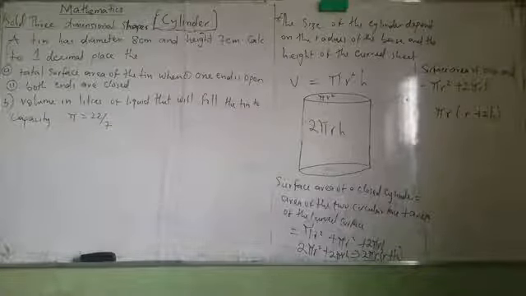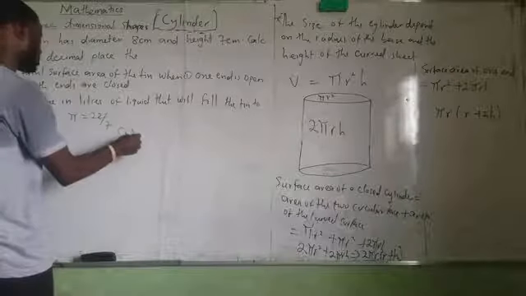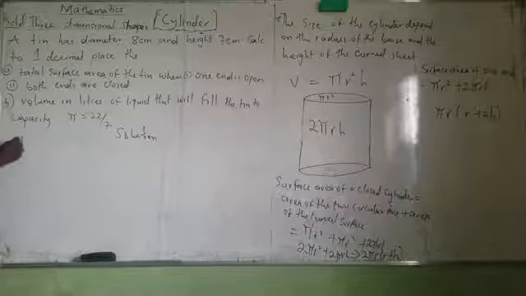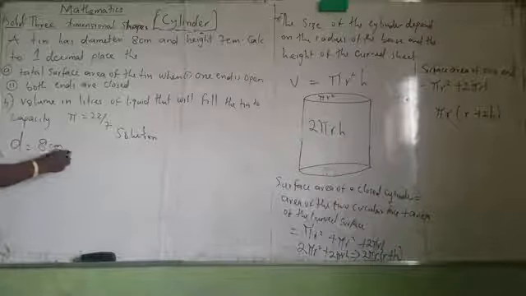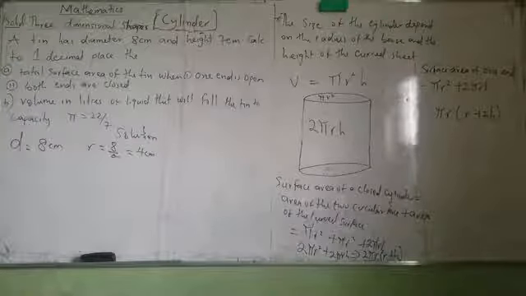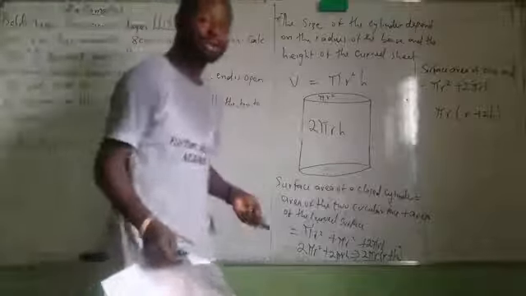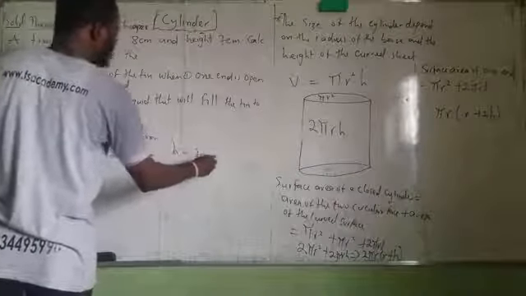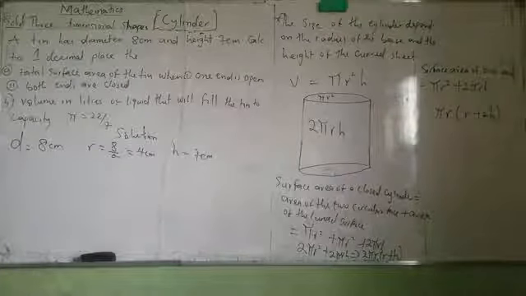Now, I want to solve this problem. Let's see how it will be. Diameter equals to what? 8 centimeter. It means my radius will be 8 all over 2, which is 4 centimeter. That is my radius, because diameter divided by 2 gives us radius. And my height is given as 7 centimeter. If I want to draw it, there won't be any problem.